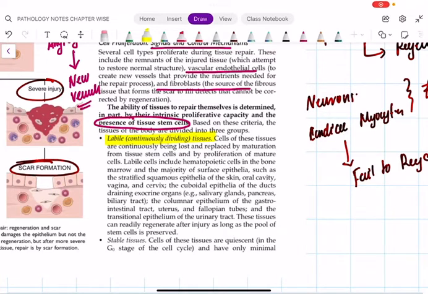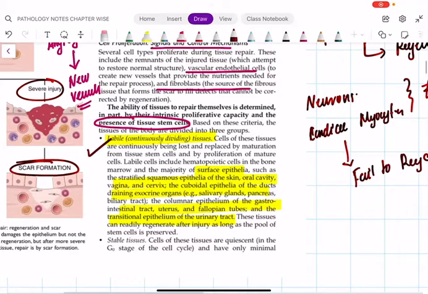The best example are the surface epithelium, the stratified squamous epithelium of the skin, oral cavity, cuboidal epithelium of duct, the columnar epithelium of gastrointestinal tract and fallopian tube, the transitional epithelium of urinary tract. Whenever there is a damage to these structures, immediately they will undergo regeneration. Why? Because the stem cells are intact, they will immediately secrete the growth factors for regeneration. These are called as labile cells.